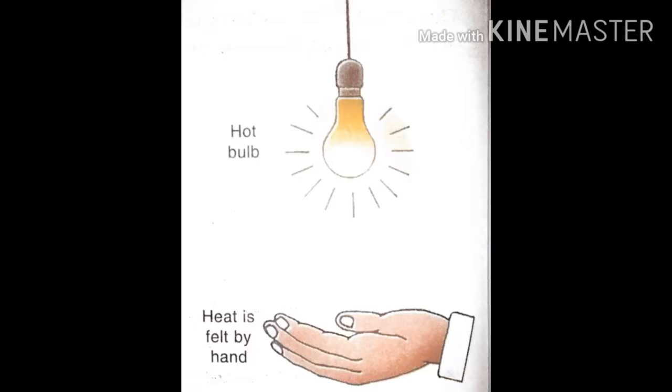The hot electric bulb transfers its heat to our hand held below it by the process called radiation. All hot objects can transfer heat by radiation. That means solids, liquids, gases, all kinds of things can transfer heat by radiation.